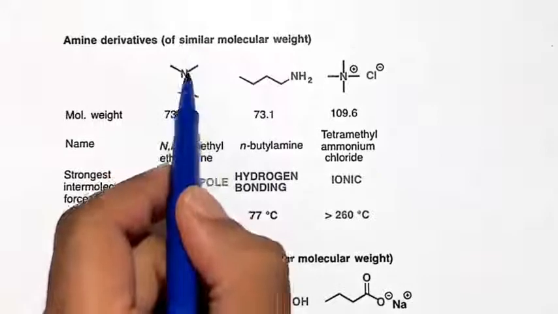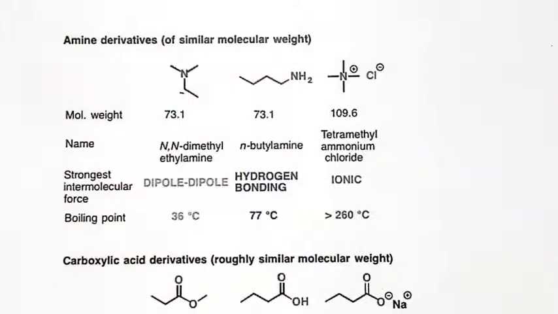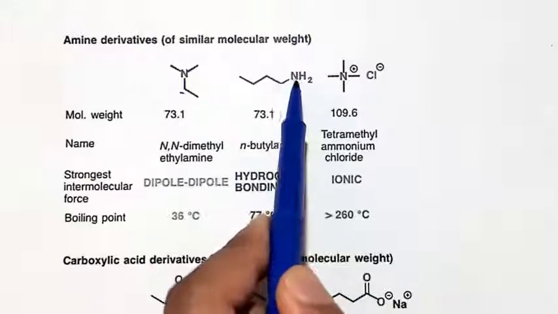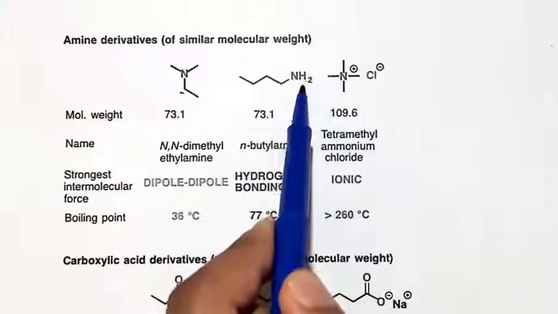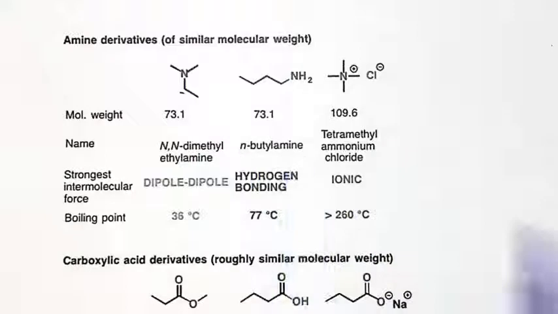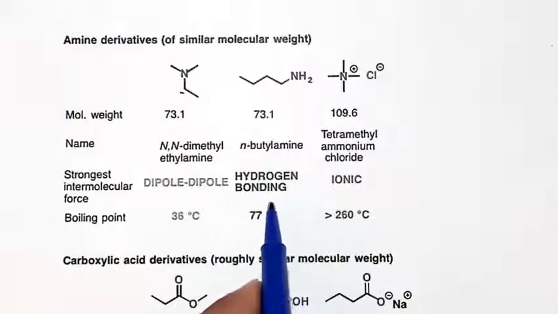So that partial negative, the nitrogen, will interact with the partial positive of another molecule. As a result, you have dipole-dipole interactions, polar-polar interactions, and that gives you a boiling point of 36 degrees. Contrast that with N-butylamine. You see that NH, you not only have one H, but you have two H's, so that NH can form a hydrogen bond. That nitrogen can form a hydrogen bond with a hydrogen of another N-butylamine molecule. A strong dipole-dipole moment, a special category of dipole-dipole moments, is hydrogen bonding.